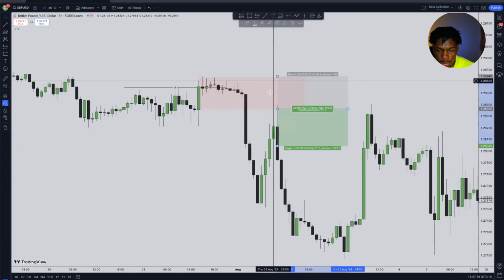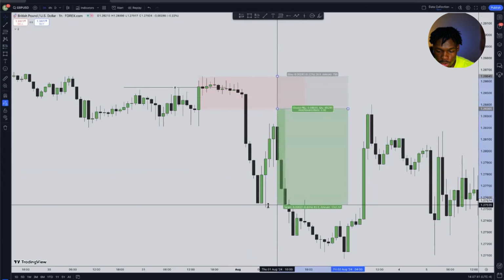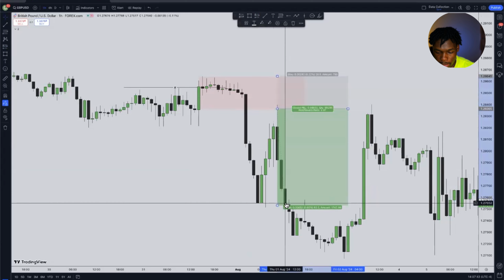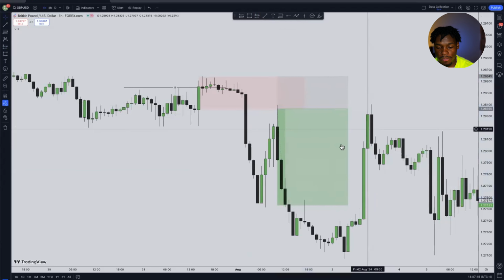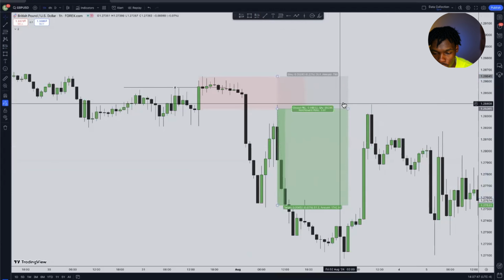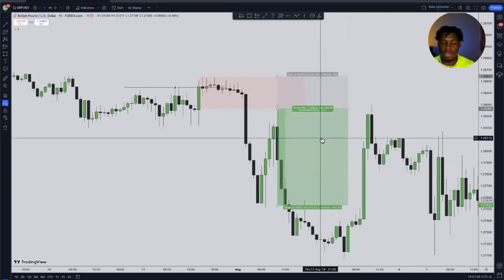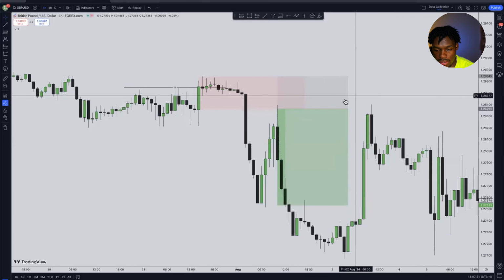Once we hit that level, we can put our stops here. We can target the lows and we'll be out of this trade by 12 o'clock New York time. Very, very smooth trade, a nice 1 to 3, very quick. But that is as simple as it gets. Let's look at another example.